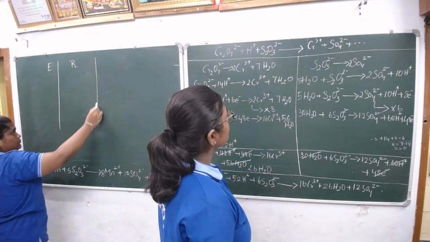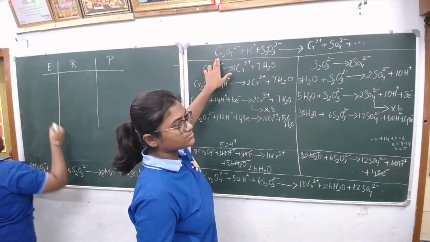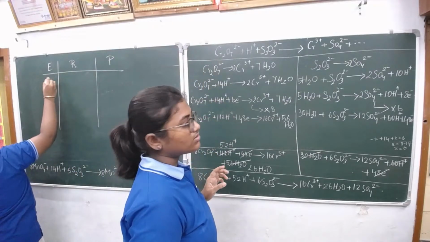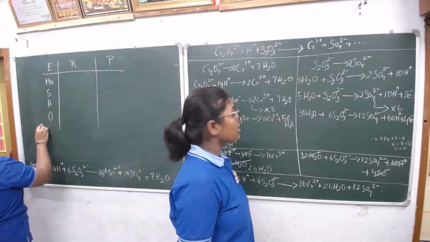So using Cr2O7 2 minus, you are oxidizing S2O3 2 minus to SO4 2 minus. So that is our purpose. Right. Proceed.